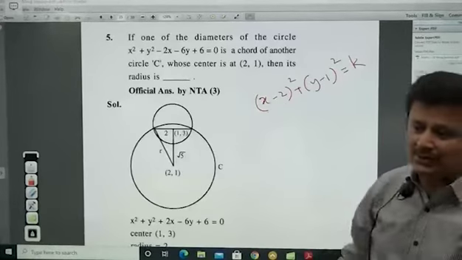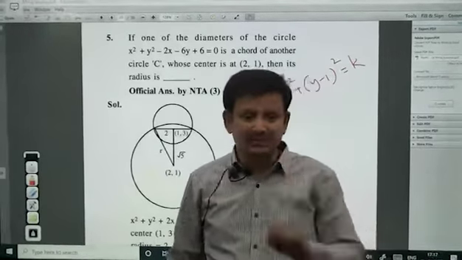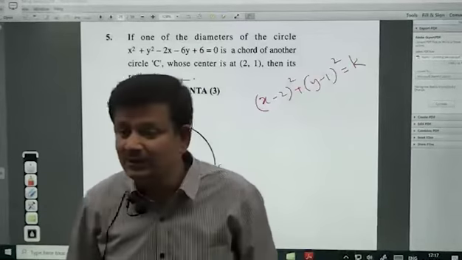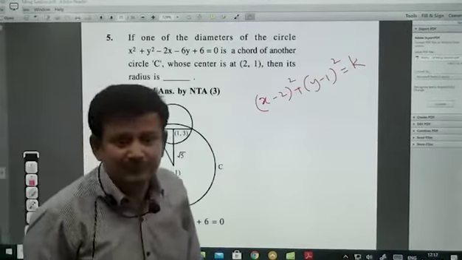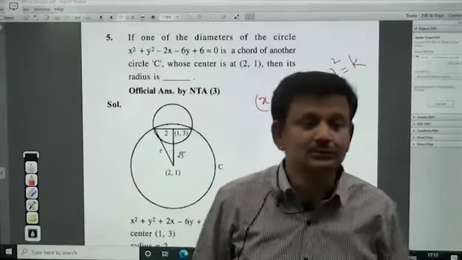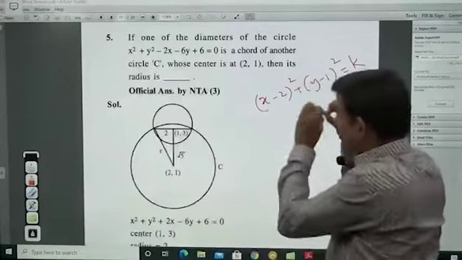Common chord equation of these two, how will you get? Subtract one from the other. X square, y square gets cancelled. You will get a linear equation. What is the speciality of that linear equation? It is the diameter of the first circle. So that line passes through the point 1, 3, the center of the first circle. So take that 1, 3 and substitute in this difference, you will get the answer.